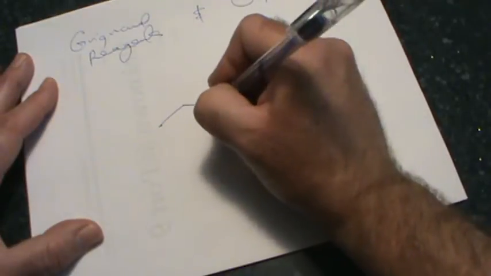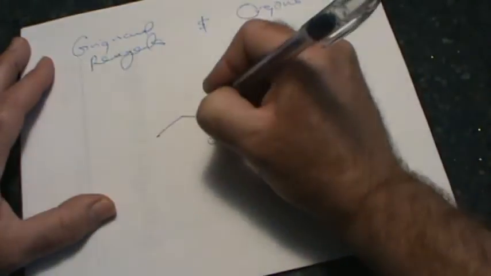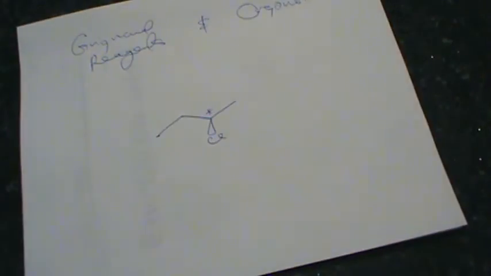Grignard reagents and organolithiums. Grignard reagents and organolithiums, we can produce them from any alkyl halide. This one happens to be that R2-chlorobutane that I had before, I believe.